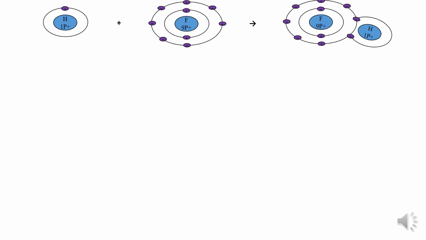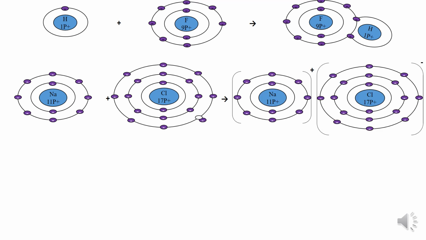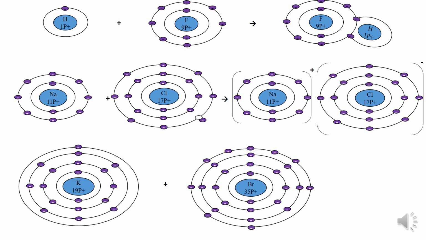So hydrogen reacts with fluorine to form a covalent bond, while sodium reacts with chlorine by losing its outermost valence electron to chlorine, resulting in formation of ionic salt. So ionic bond is formed by a complete transfer of electrons from the outermost valence electron of the metal to the halogen.